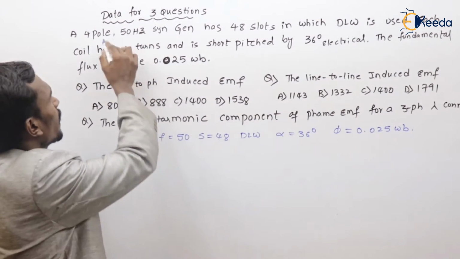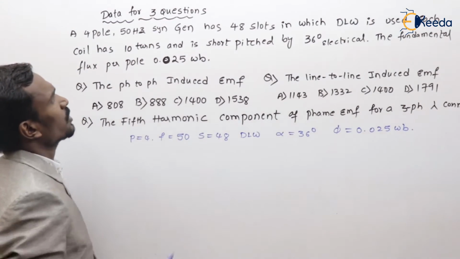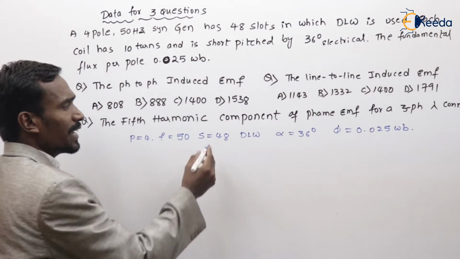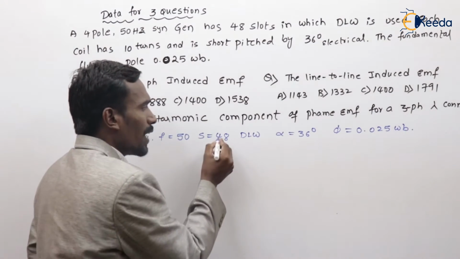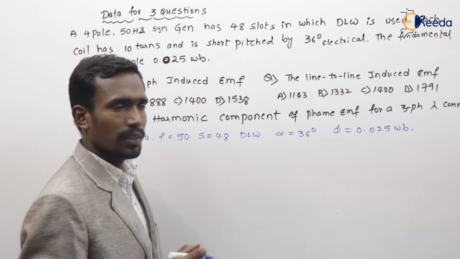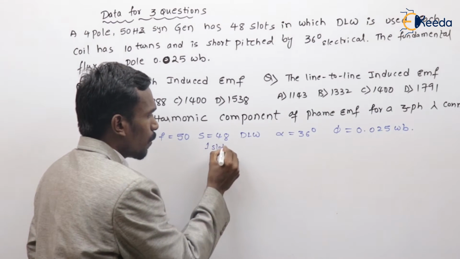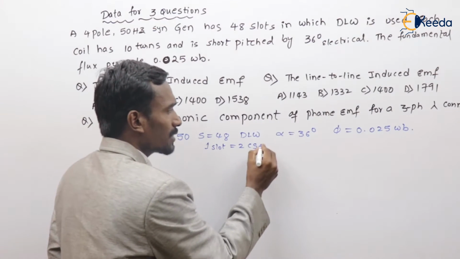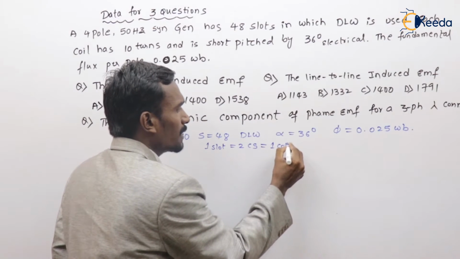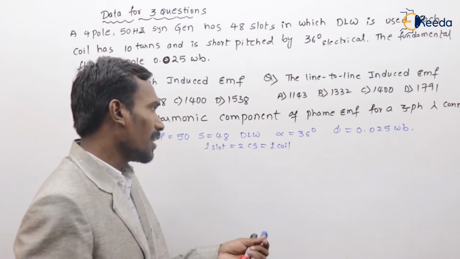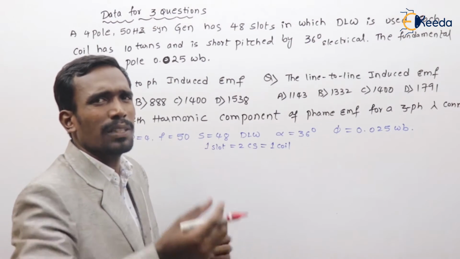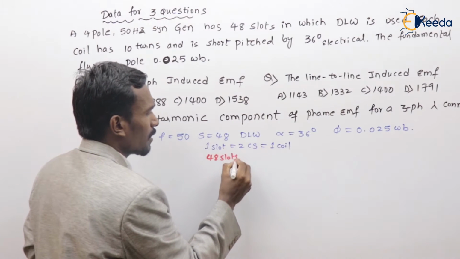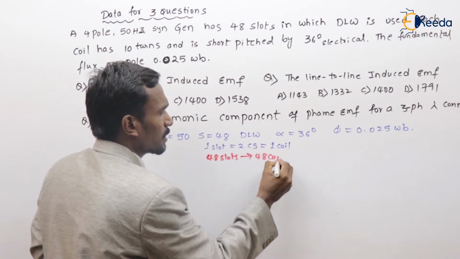Let's see the data. A 4-pole machine, 50 Hz, 48 slots, double layer winding. Double layer winding means 1 slot has 2 coil sides, and 2 coil sides make 1 coil. So 1 slot, 1 coil; 48 slots means 48 coils.